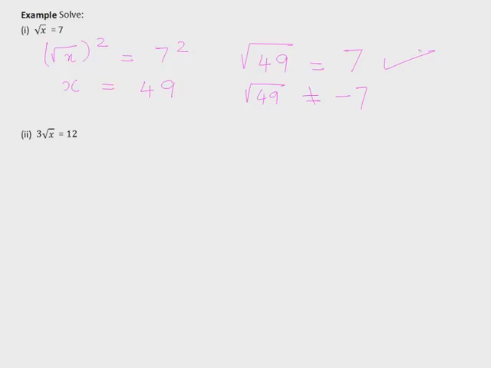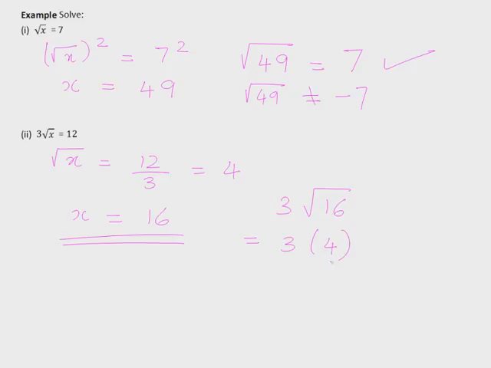Second example. 3 times root x is equal to 12. So let me first isolate root x. I'll divide both sides by 3. So root x will equal 12 by 3, equal to 4. Now I can square both sides and I'll get x is equal to 16. Again, let's check by putting it back in the original equation. 3 times root 16 is equal to 3 times 4. Root 16 is only 4, which gives 12. It checks.